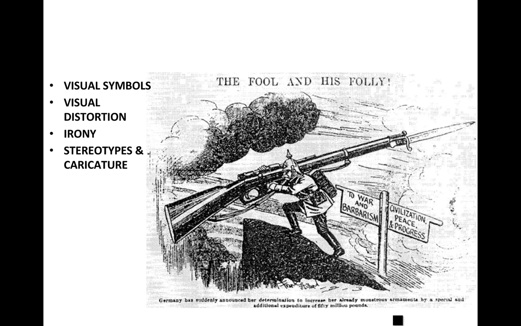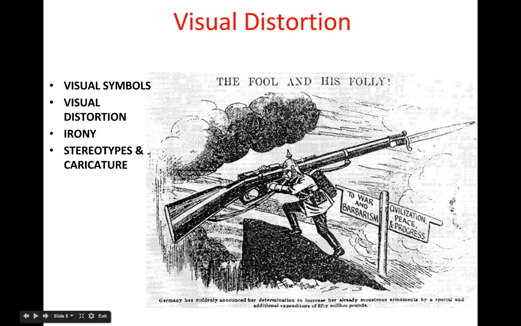This is an example, of course, of a visual distortion. The cartoonist really has a large overemphasizing of the size of this gun to demonstrate that this person from Germany, the Kaiser of Germany, is a fool because he has spent so much on the weapons. Now, this is also a use of symbols. The gun is a really easy symbol of what the buildup of weapons means, but the distortion on this one is a great example.